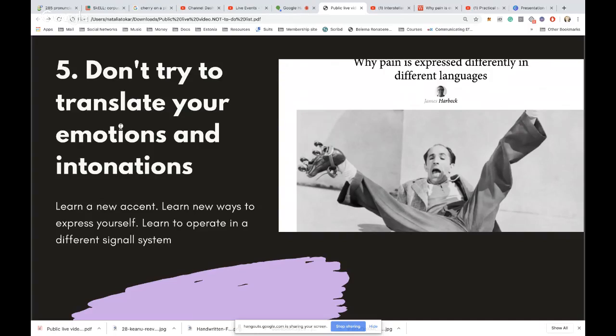So don't try to translate. Instead, try to learn how they do it. Don't try to drop your accent or lose your accent. Instead, learn a new accent. You can learn to sound more American. You can learn to sound more British if you want. You can even learn to sound more Australian if you want to. But it doesn't mean you're losing your accent.